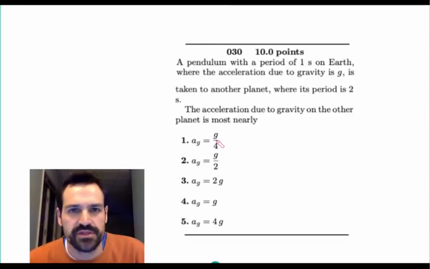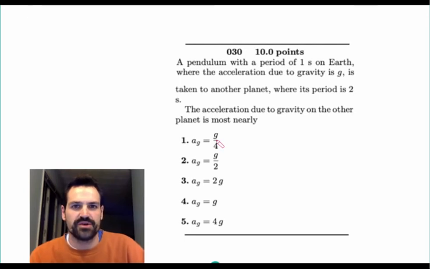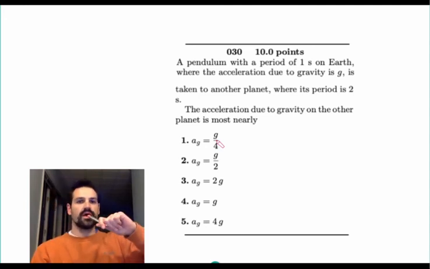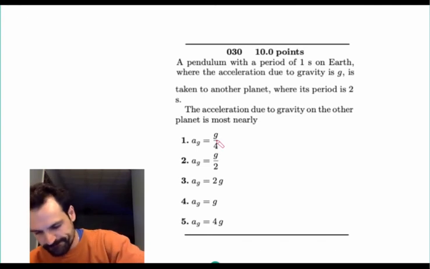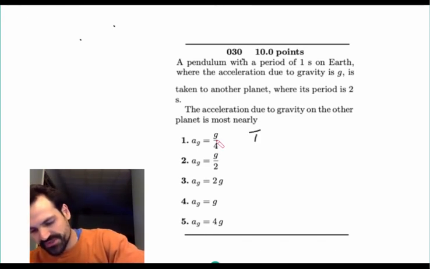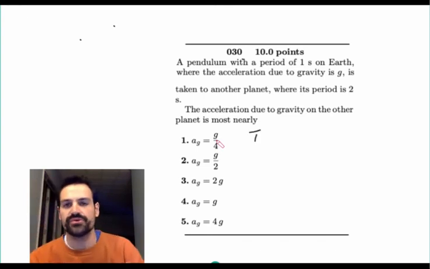Number 30. A pendulum with a period of 1 second on Earth, where gravity is g, is taken to another planet where its period is 2 seconds. So its period gets doubled. The acceleration due to gravity is most nearly... Well, you can do this two ways. You can do it algebraically, or you could do it with proportionalities.